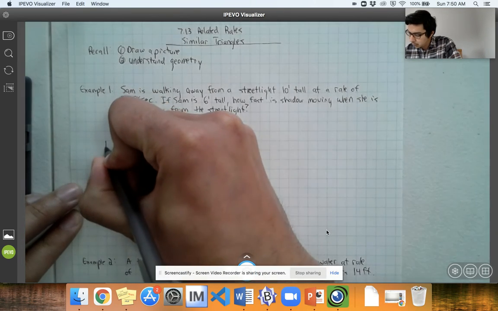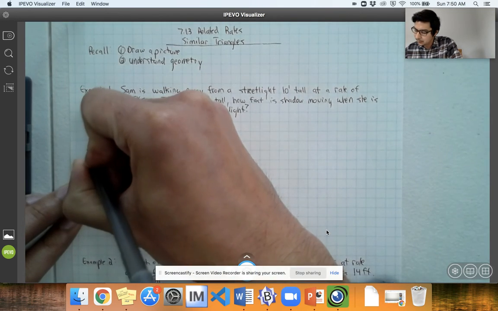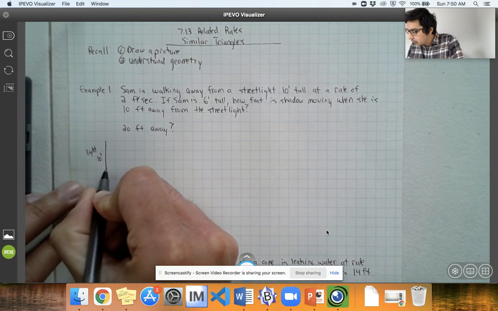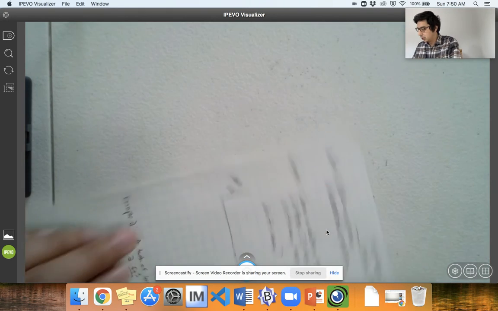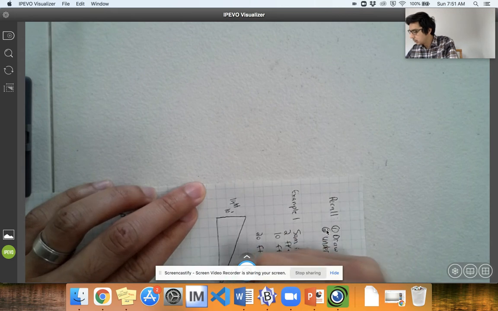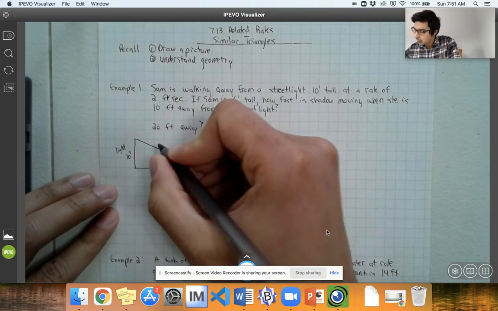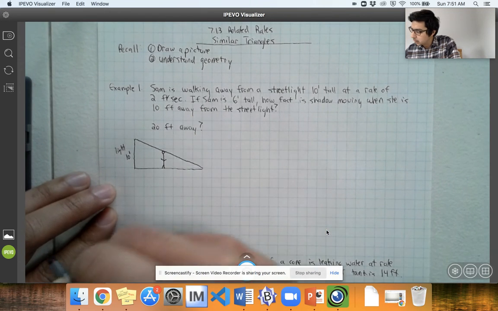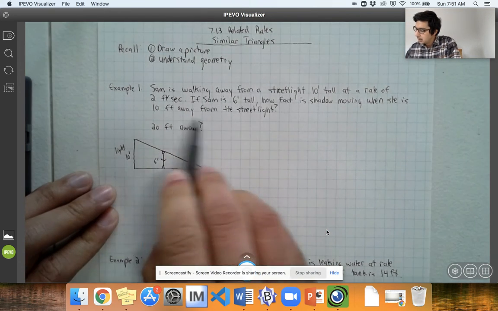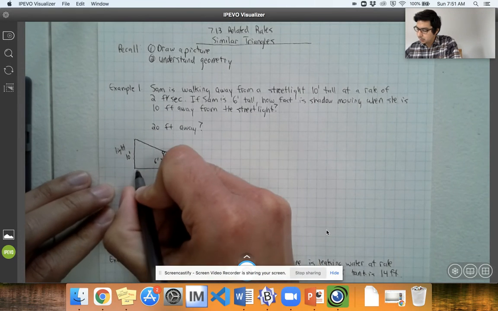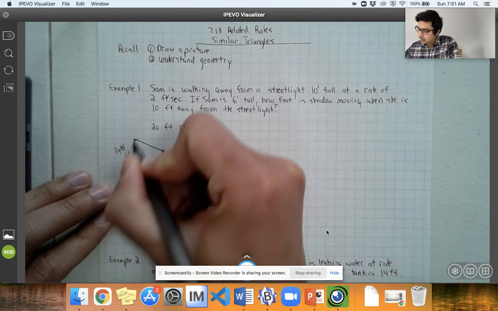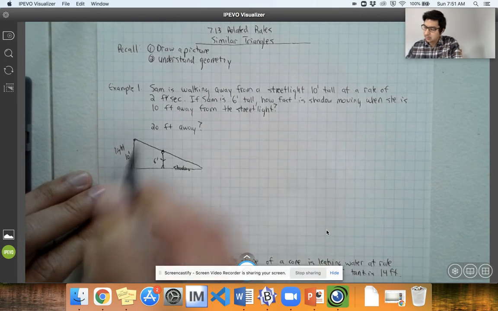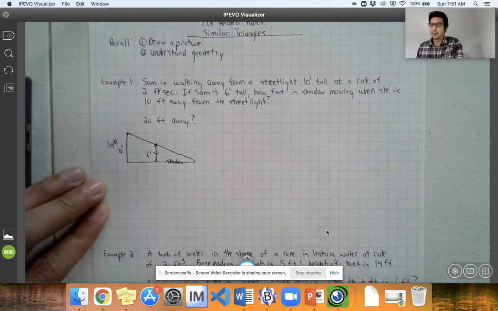So we have a street light. That's your light, and we know the light's 10 feet tall. And then I'm going to draw the triangle first to make sure the picture is a little bit more accurate. And then we have Sam, who is 6 feet tall. And then this right here will be the shadow of the light. So you can imagine a light coming, the shadow's there.